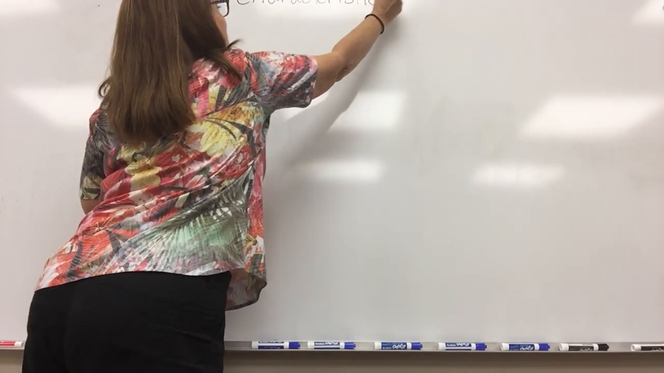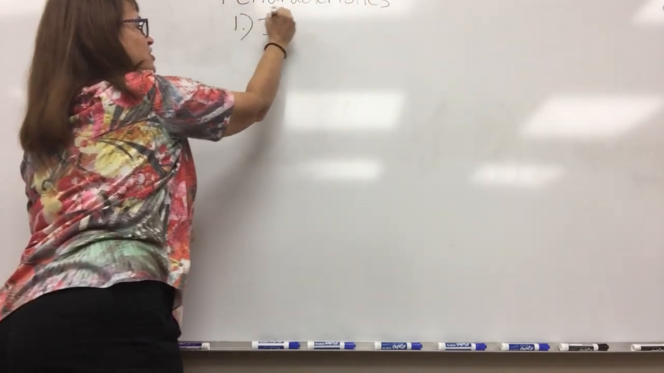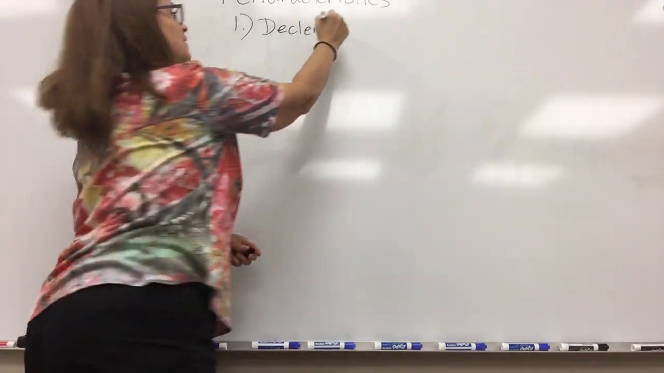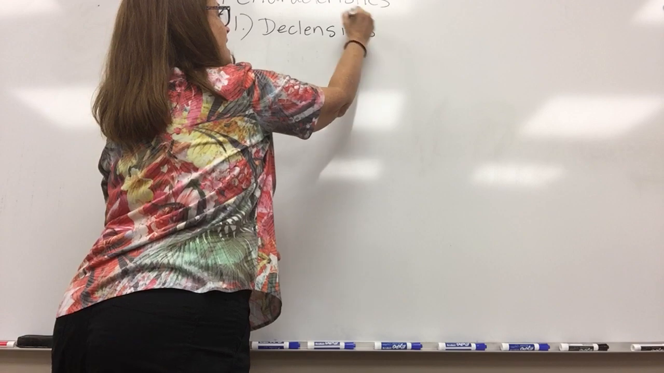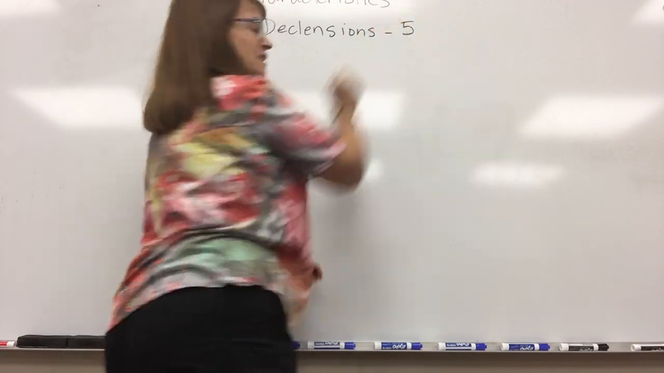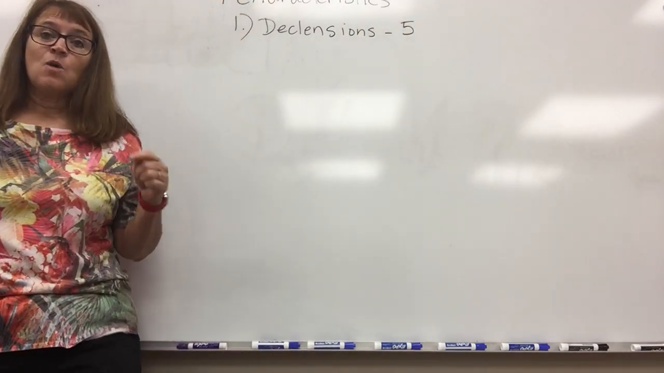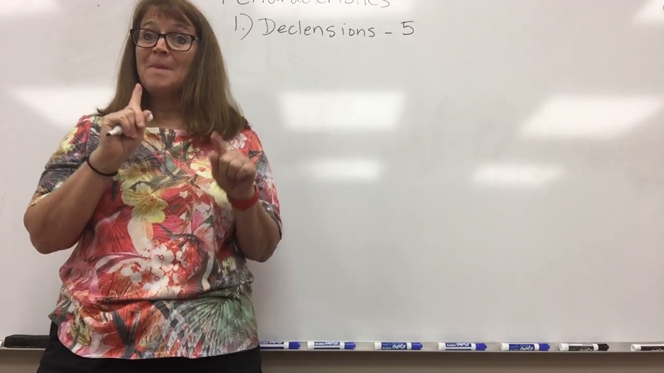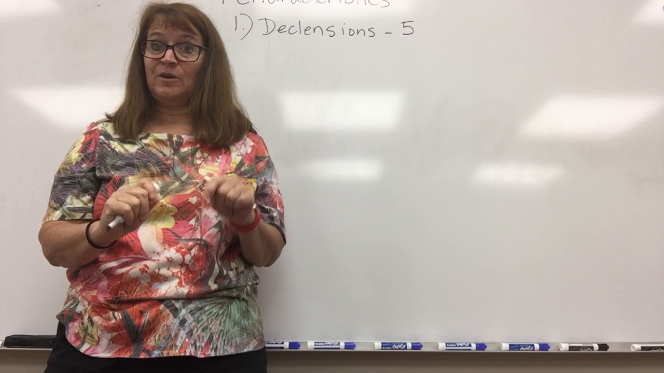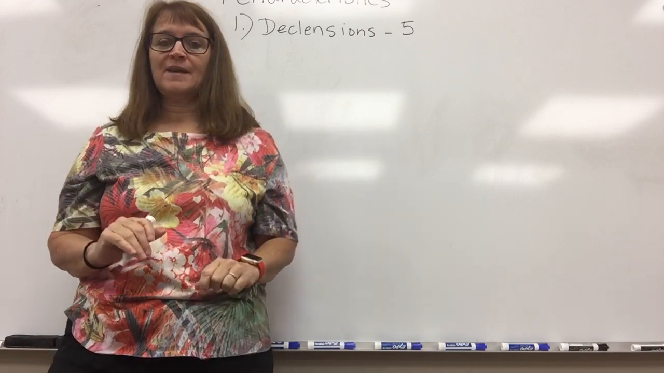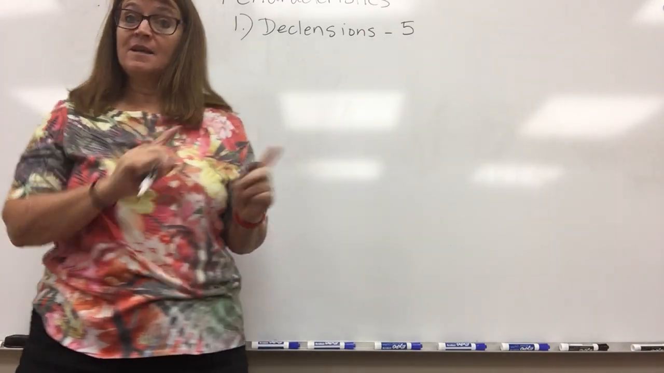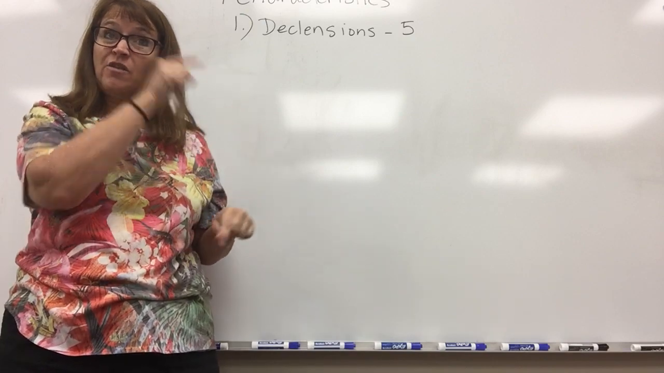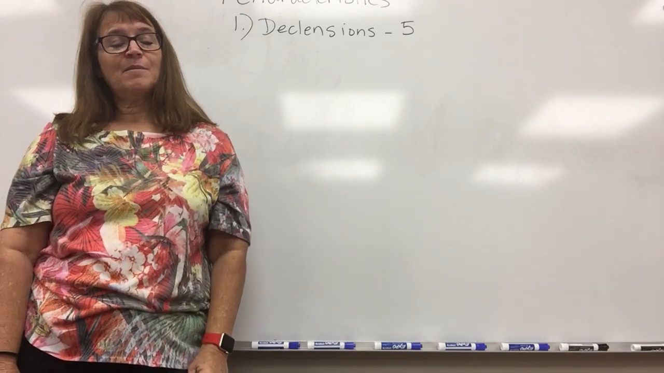Nouns have declension. Remember that means families. So nouns are put in families called declensions, and there are 5 declensions. Now, we know what declension a noun belongs to by its genitive singular, and we'll talk some more about that today. But remember, terra, terrae. The second thing is the genitive singular. That tells us what declension a noun belongs to.